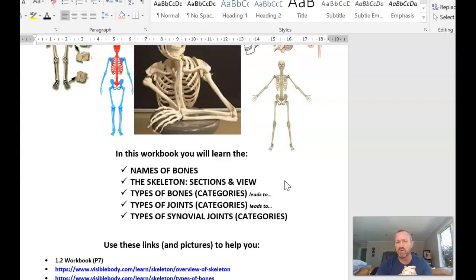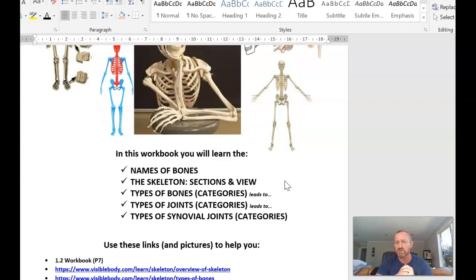So we know the names of the bones. We're going to look at the categories of the types of bones. Okay, and then that will lead to joints. Joints basically are where two or more bones meet at a point. And there are certain types, categories of joints. So we understand the types of bones. We understand the types of joints.